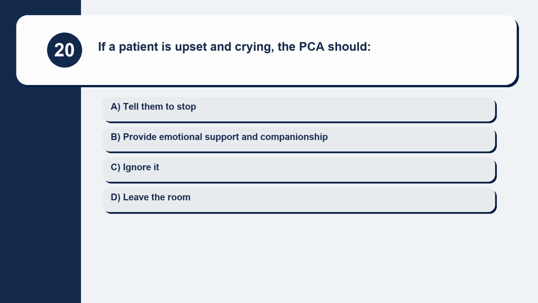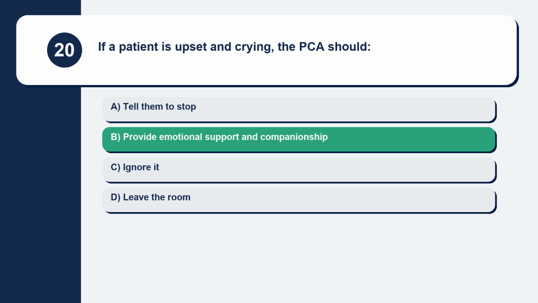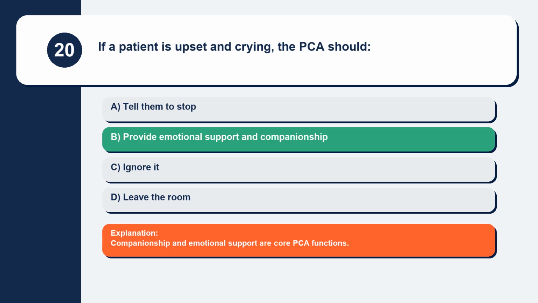Question 20. If a patient is upset and crying, the PCA should tell them to stop, provide emotional support and companionship, or ignore it and leave the room. Companionship and emotional support are core PCA functions.